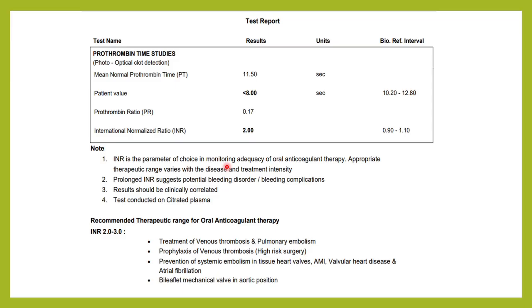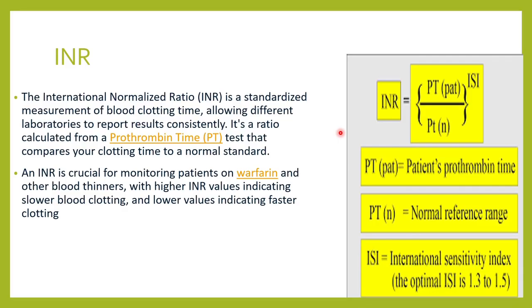In our previous classes, we have studied about the prothrombin time, and there is another factor called International Normalized Ratio, what you see on the blood report. So in today's class, let us discuss about this International Normalized Ratio. International Normalized Ratio is a standard measurement of blood clotting.